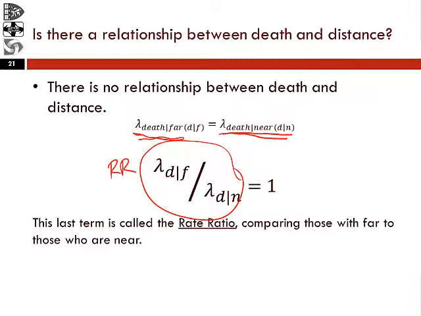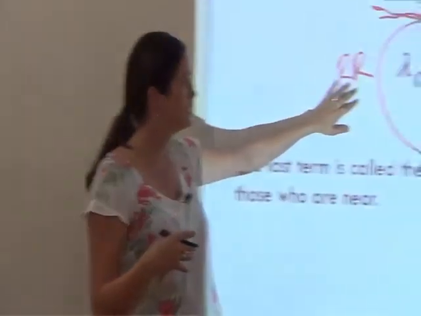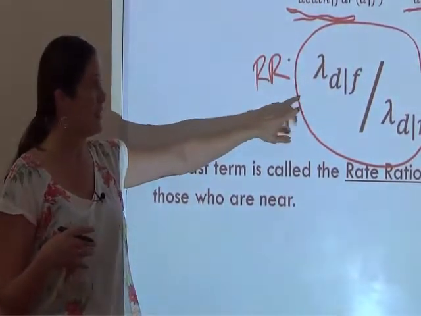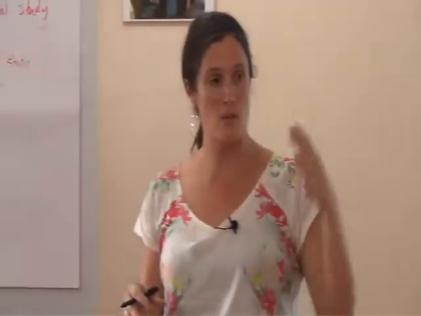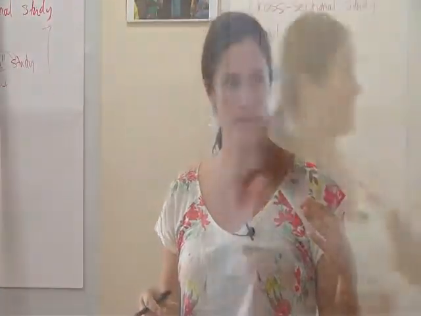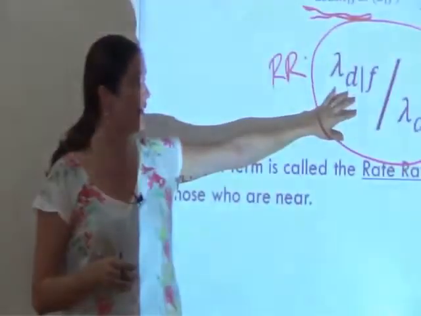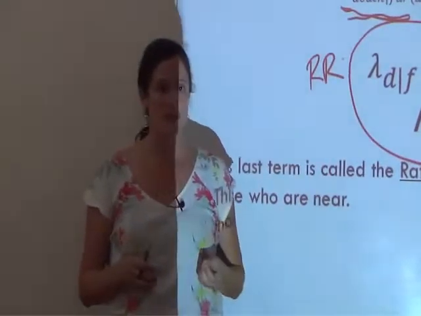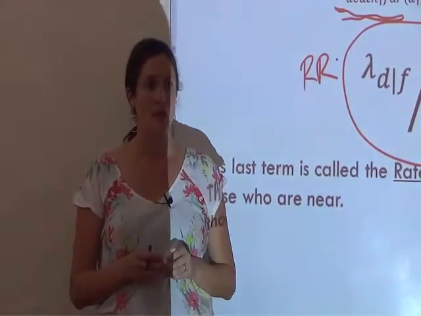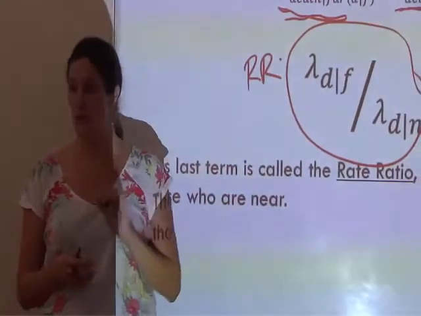If the rate ratio is equal to 1, what does that mean? There's no difference in the rate of death between those who are near and those who are far. Okay, so I'm going to compare my rate ratio to 1. If it's equal to 1, then I say there's no difference in the rate of death between those who are near and those who are far. If it's greater than 1, that means the rate of death is higher in those who are far. And what if it is less than 1? Lower for who? For those who are far.